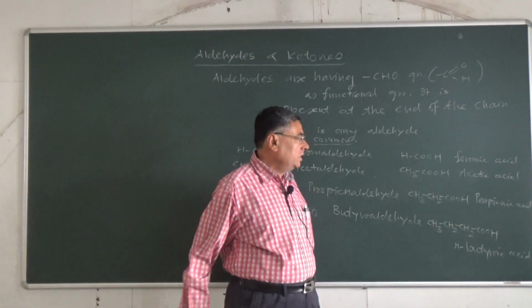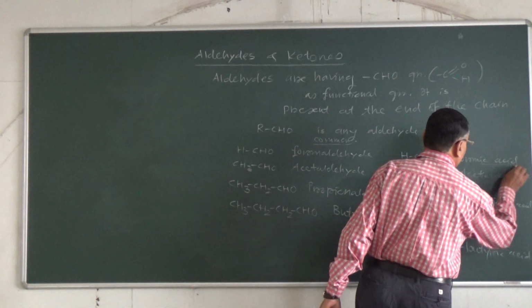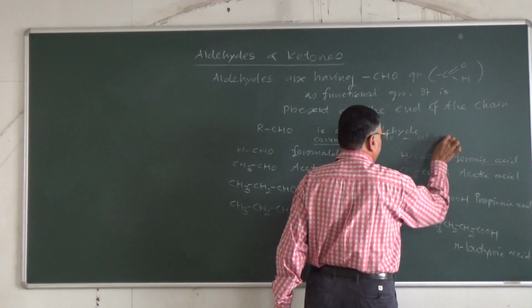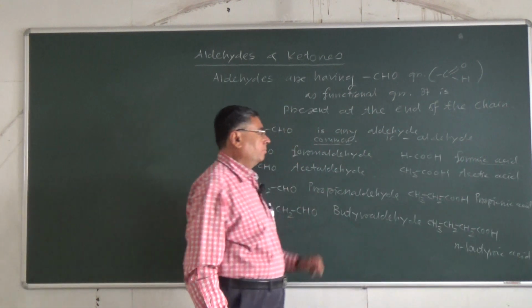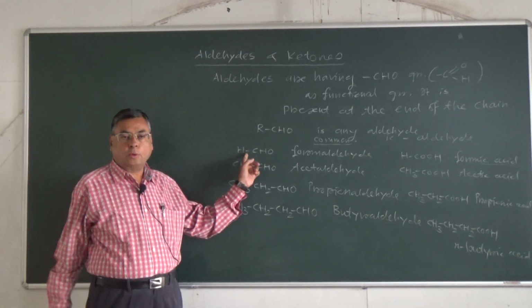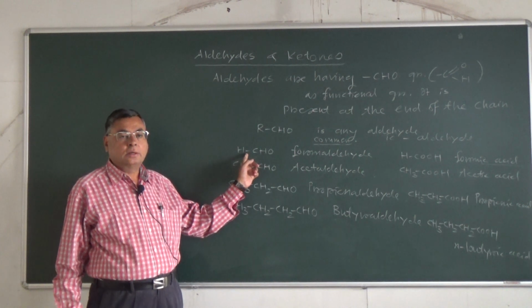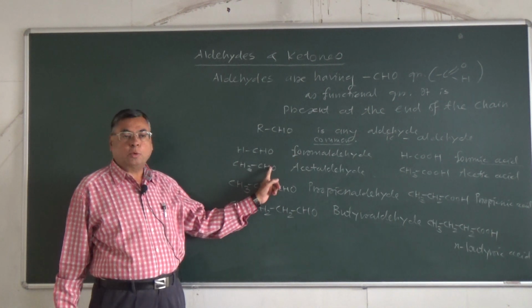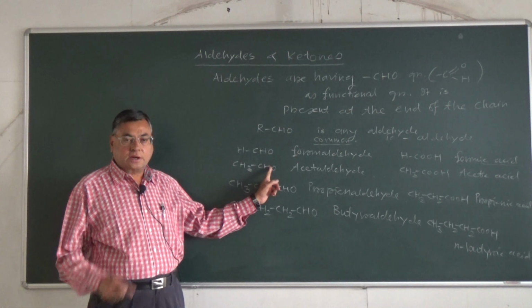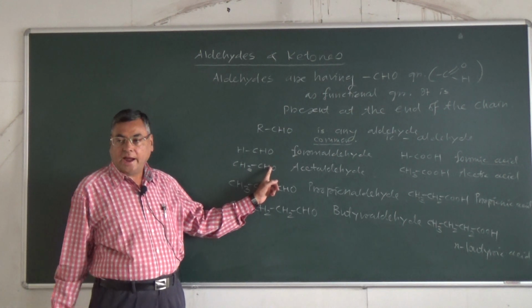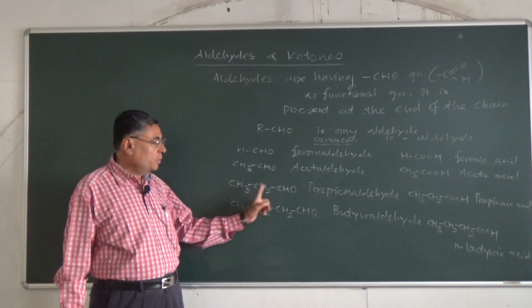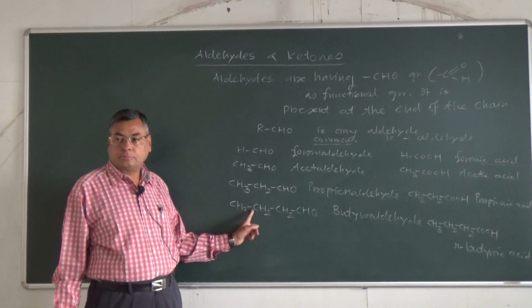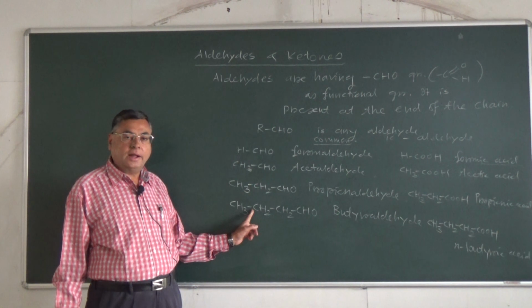Now, from the name of acid, this IC is replaced by word aldehyde, so that we are getting name of this aldehyde. So, this aldehyde, what is the corresponding acid? Formic acid. So, from formic remove IC, attach aldehyde, formaldehyde. Corresponding acid is acetic acid. From acetic acid remove IC, attach word aldehyde. So, acetaldehyde. Propionic remove IC, attach aldehyde, propanaldehyde. Butyric remove IC, attach aldehyde, butyraldehyde, and so on.